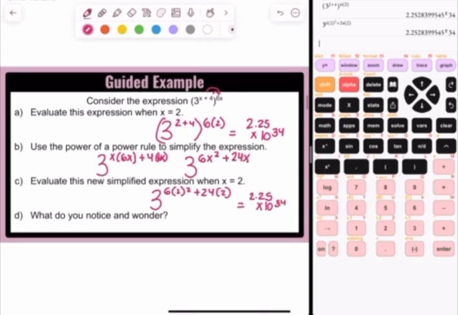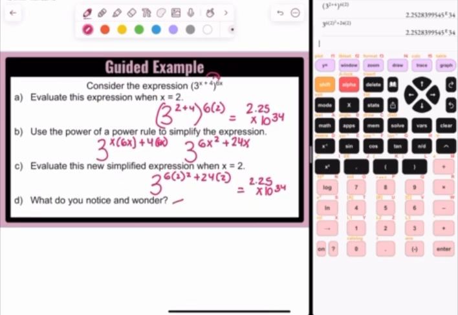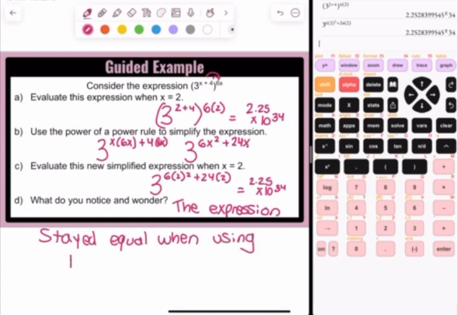So what do I notice? The expression stayed equal when using the power of a power rule correctly. Perfect.